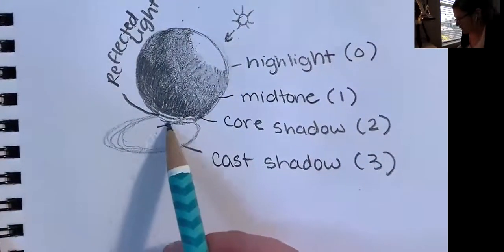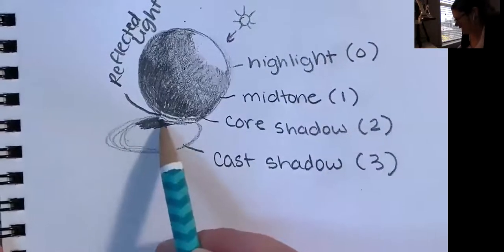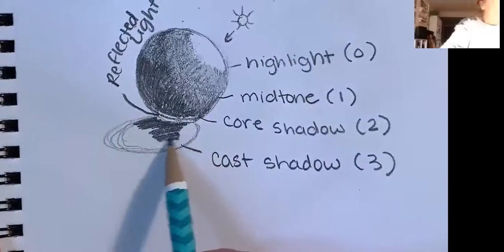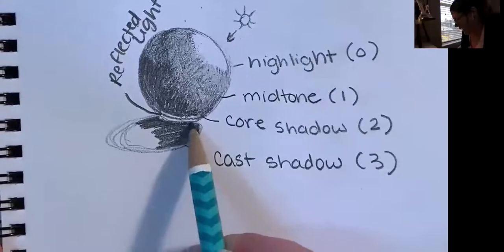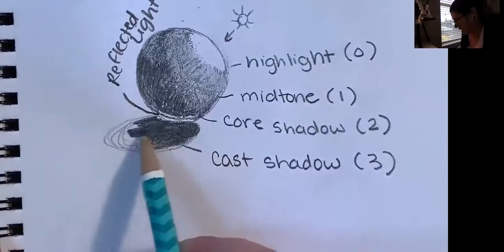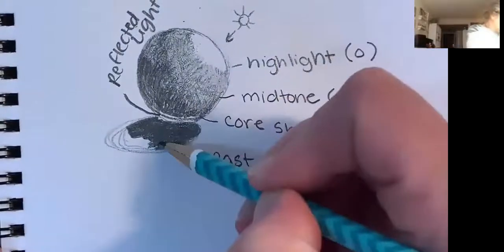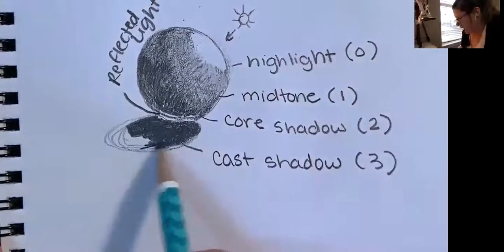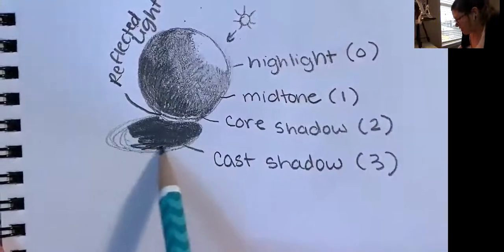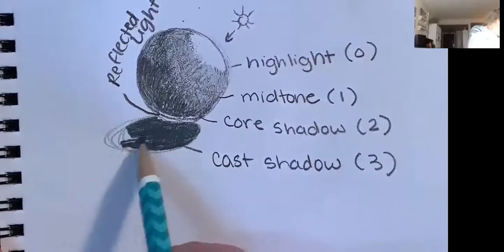And then as you get down here to that cast shadow, just keep in mind that's the darkest part of the entire thing. So don't be afraid to just get in there right away with some heavy pressure. And then you can start layering your pencil and doing your cross hatching if you're choosing to cross hatch.